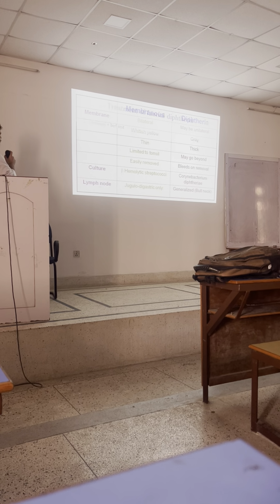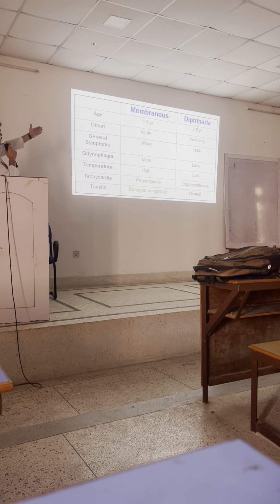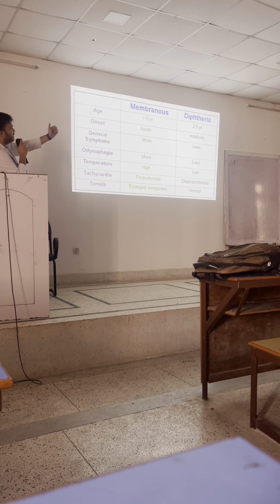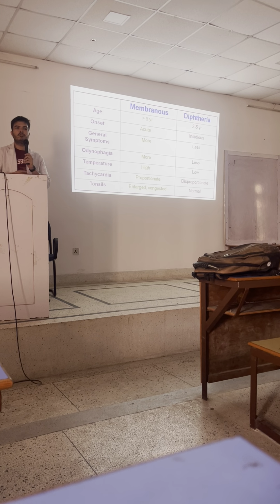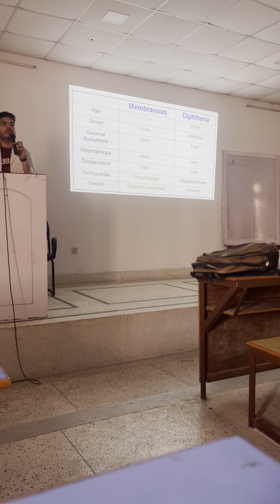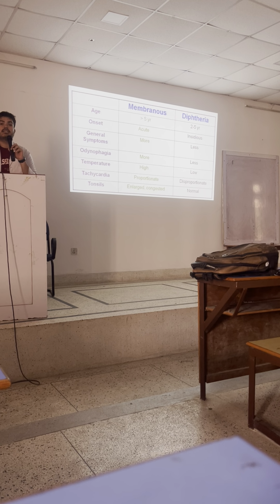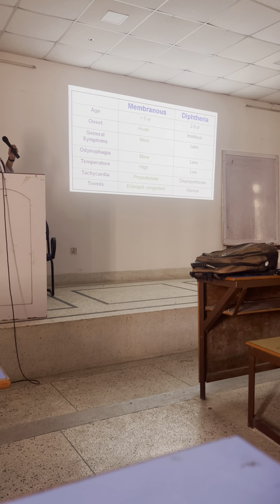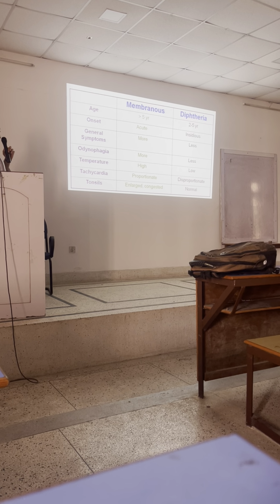So let's go on and read it. Membranous tonsillitis occurs in children more than 5 years old. Diphtheria is at 2 to 5 years. Why diphtheria at 2 to 5 years? Because of the lack of vaccination. If vaccination is not given to children, then at 2 to 5 years they can develop diphtheria. Onset is acute in one, and insidious in the other.